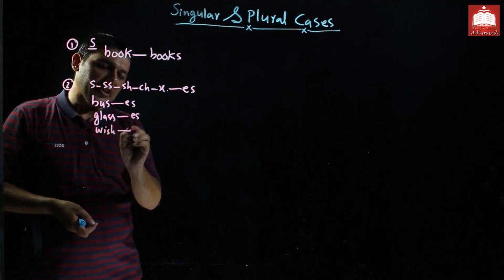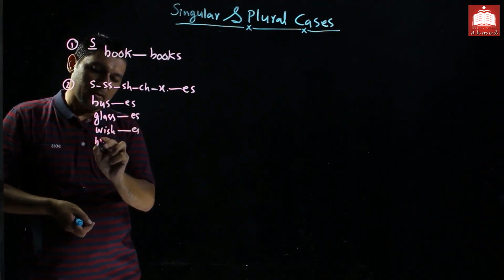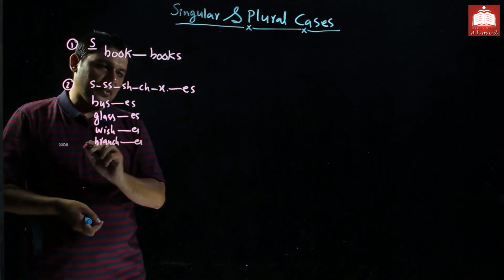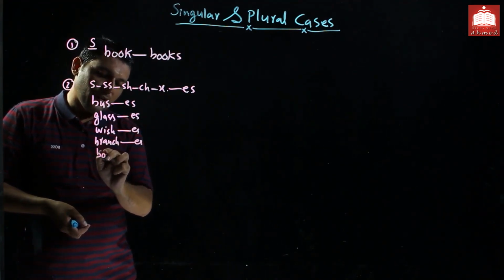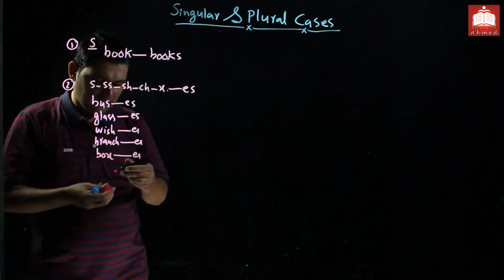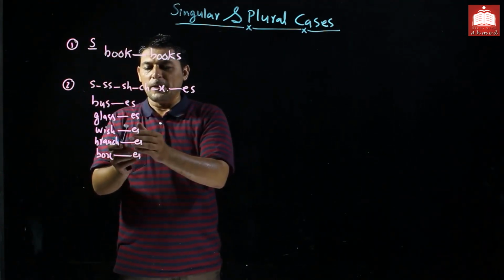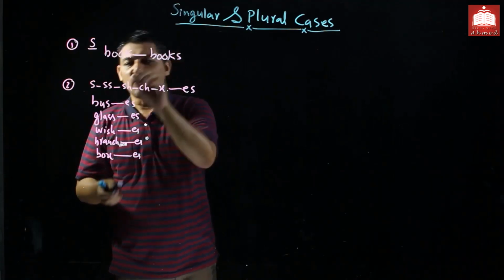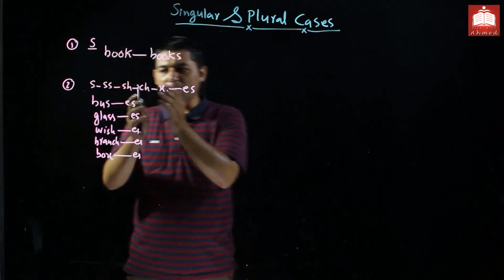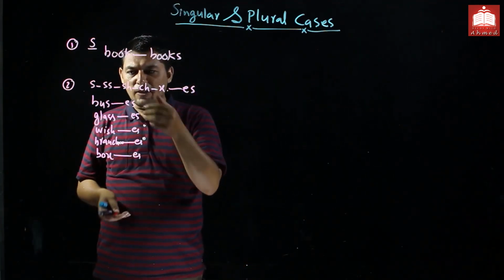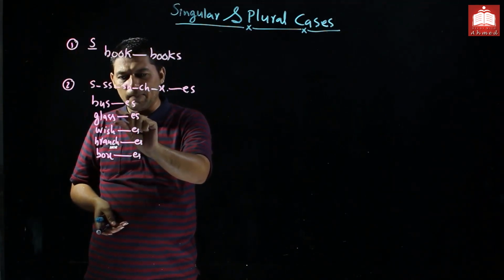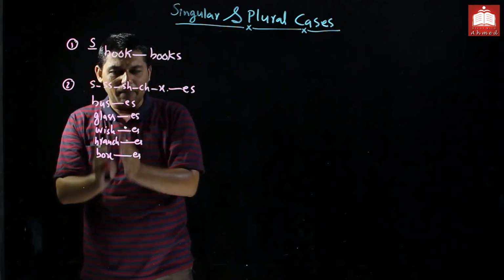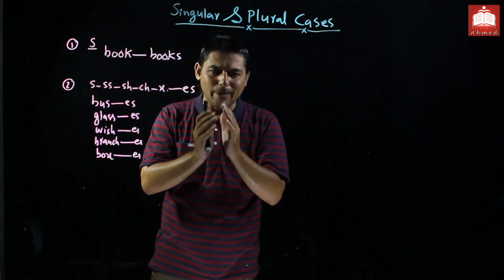Wish, es, wishes. Branch, ch, then es. Box, x, then we have es. Apart from these examples, we have hundreds of words to which you will apply this formula. Some words take double s or sh or ch or x at the end of them, and you will use es to make them plural.